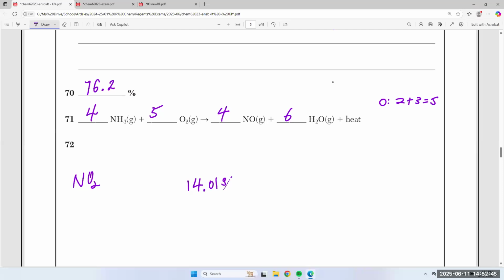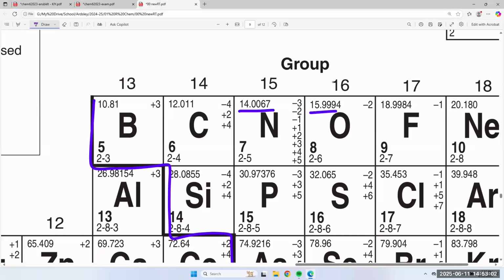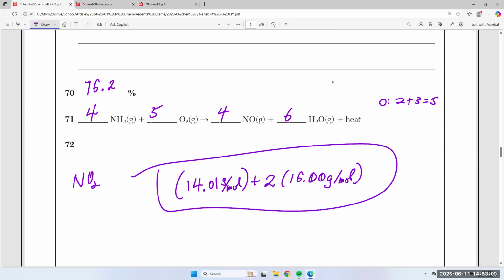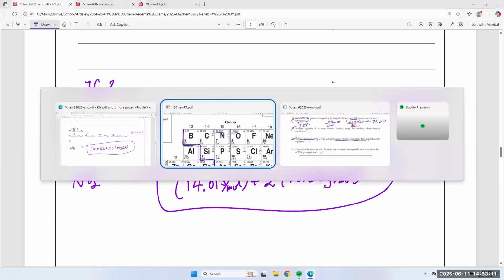So it's going to be 14.01 grams per mole plus how many oxygens? 2 times 16.00 grams per mole. Does sig figs matter? Yes and no. You could actually put the full numbers, 14.0067 and 15.9994. It should be okay. That's it. Again, no calculator. We're done.